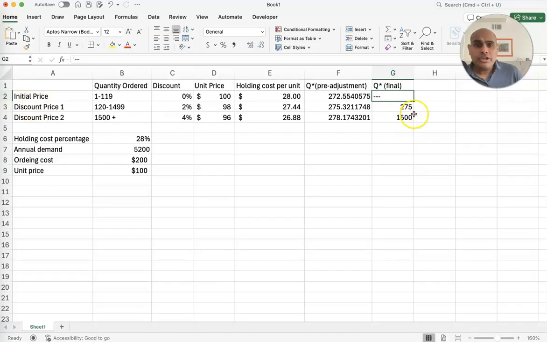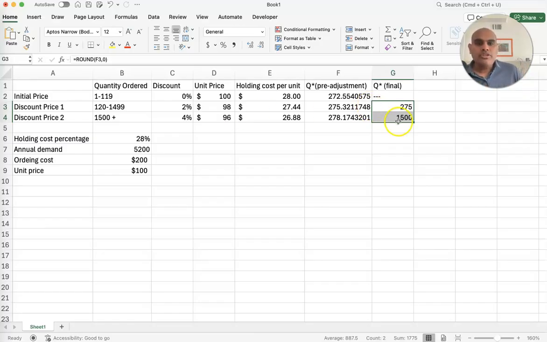So now we are considering two options. The two options we're considering is, we will order 275 items every time we place an order at $98 an item. That's the first option. Or we will order 1500 items every time we place an order at $96 per item. And these are the two options that we're going to evaluate.